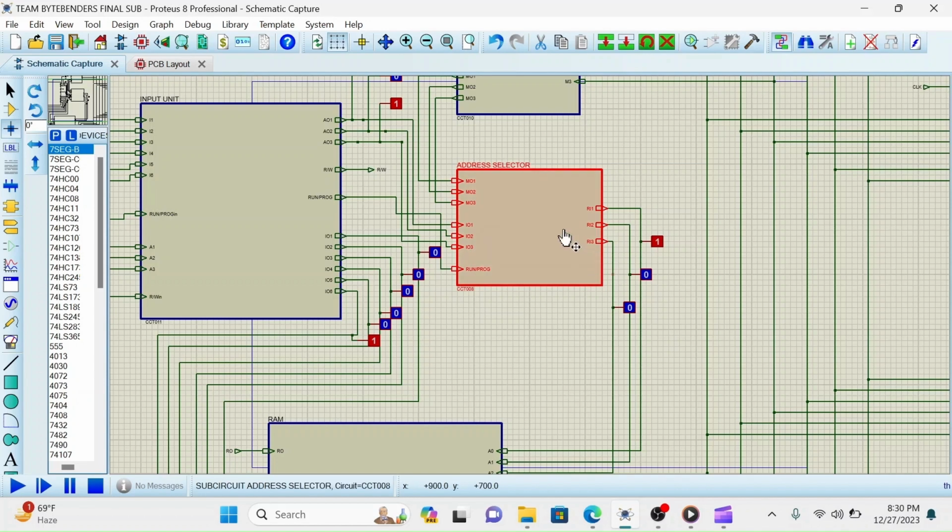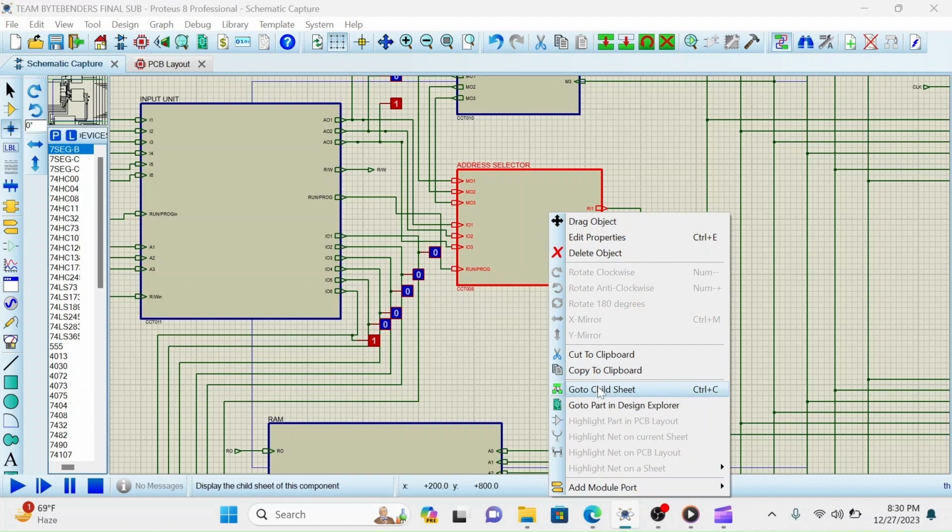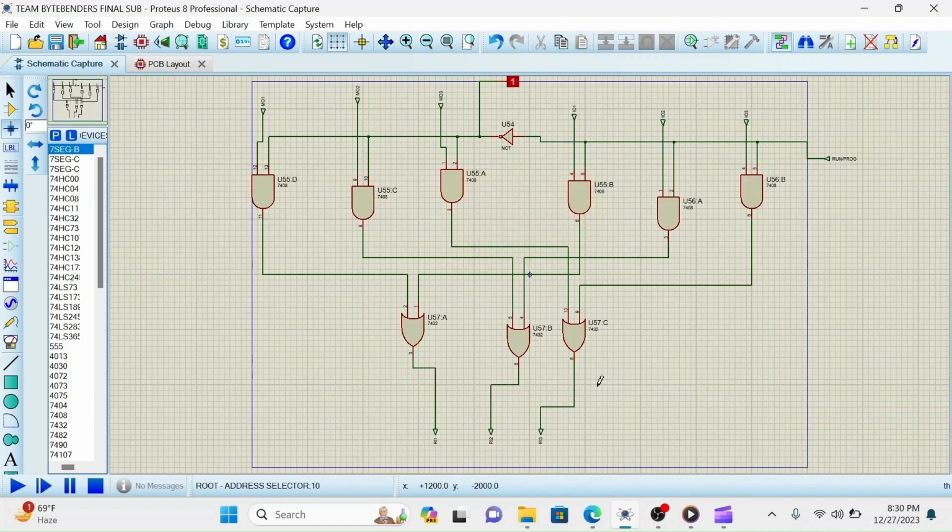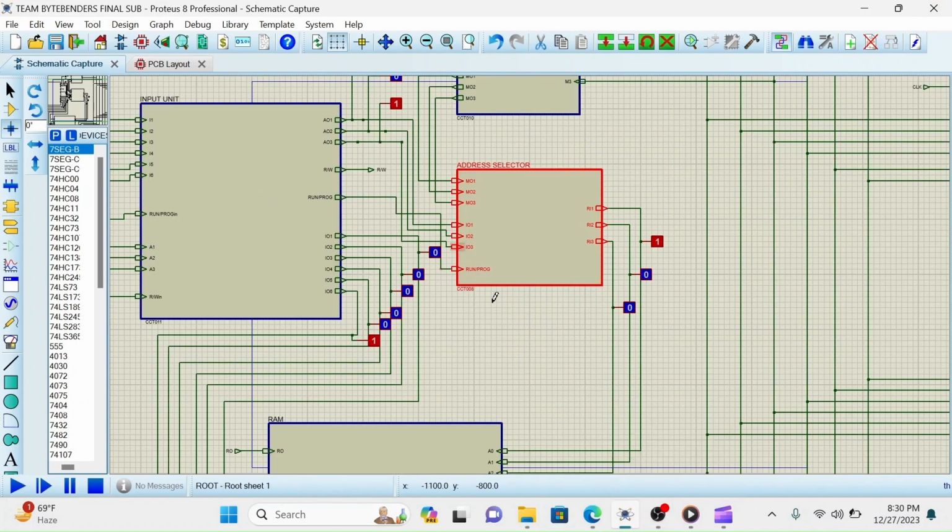If we look into the child sheet of this module, we will see that it is designed in such a way that it will be able to select only one address depending on which mode we have kept our entire system. Also, we can see that it has 7 input units and 3 output units. The outputs are connected to the RAM.